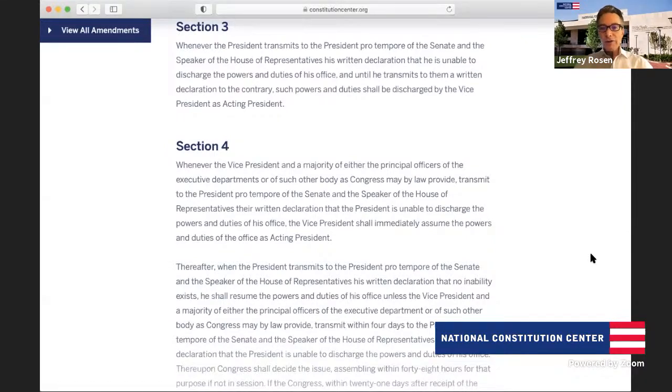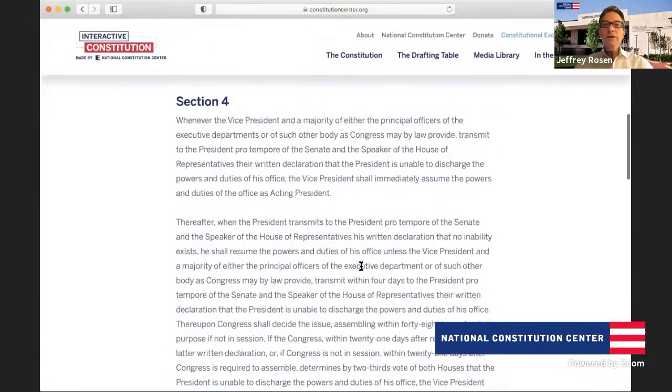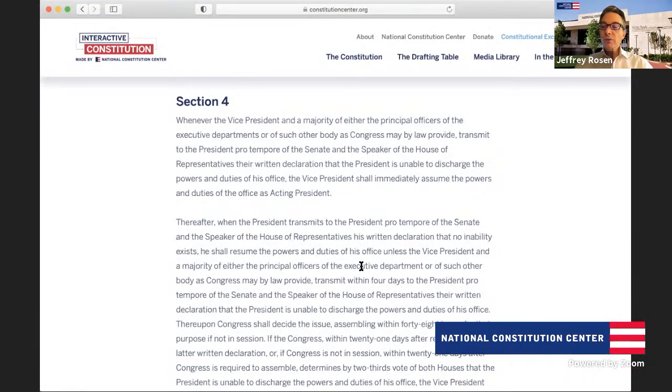And I'll summarize it because you can see how long it is. But the gist of it is, what happens when the president becomes disabled or can't discharge the duties of his office? It says whenever the vice president and a majority of either the principal officers of the executive department, that means a majority of the cabinet, or of such other body as Congress may by law provide.